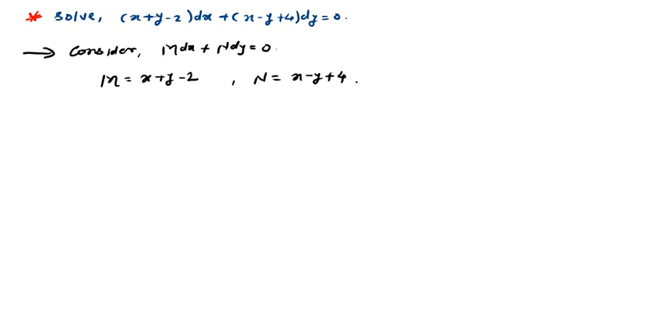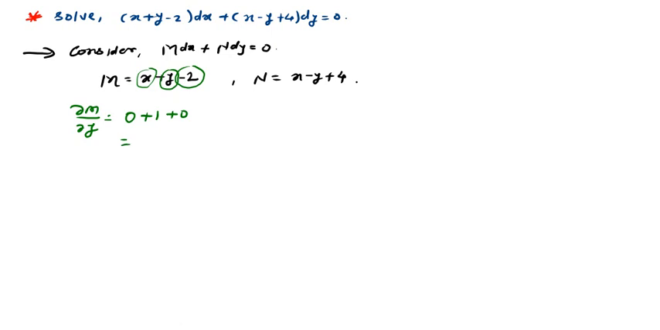Now we will check for the condition. And the condition is what? ∂M/∂y should be equal to ∂N/∂x. So firstly find the derivative of M with respect to y. You are finding the partial derivative of M with respect to y, meaning the terms of x will be constants. So the derivative of x with respect to y is 0, the derivative of y with respect to y is 1, and the derivative of minus 2 with respect to y will be 0.